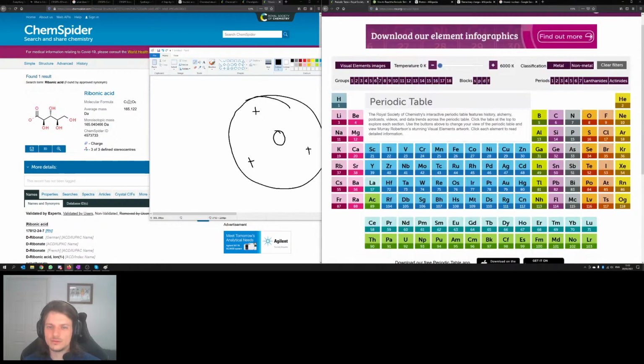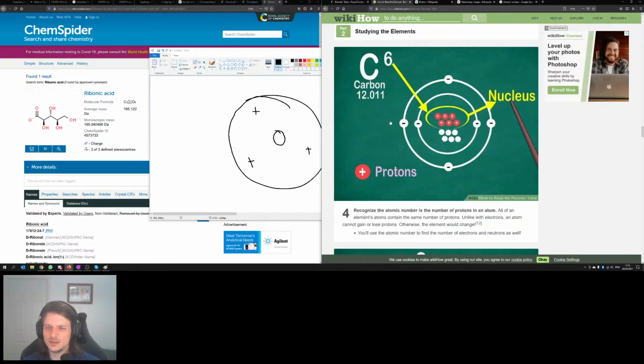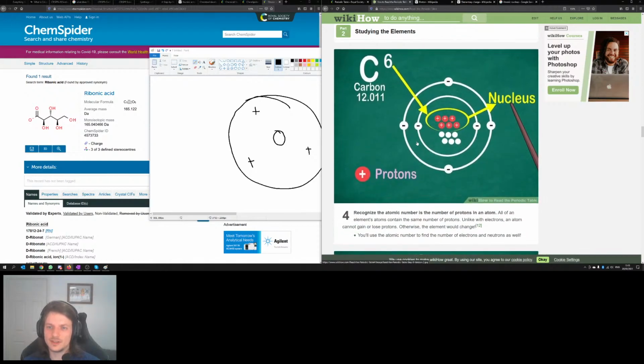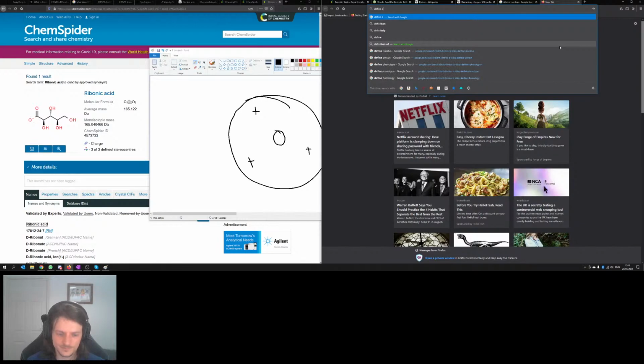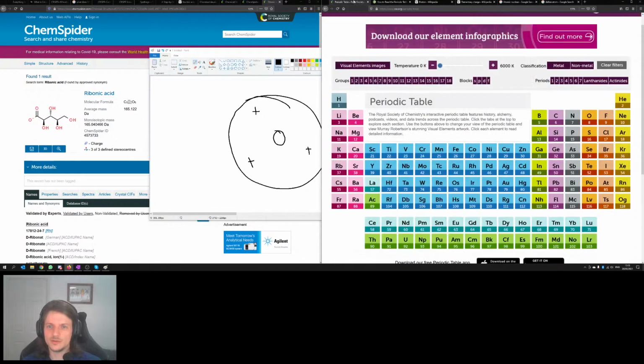So if I were to try and draw, let's just see if I can do it from memory. So carbon has 6, what are they called again? 6. It has an atomic number of 6. Okay. Atom is the entire thing though, isn't it? The smallest particle of a chemical element that can exist. Okay. So it's made up of 6 of these particles, and these particles are protons or neutrons.